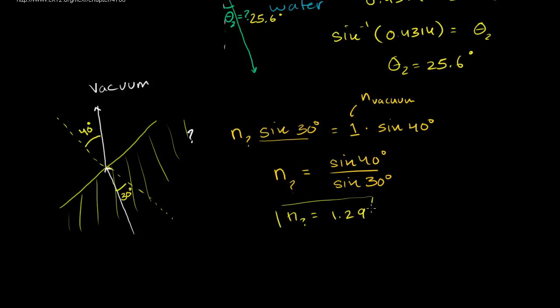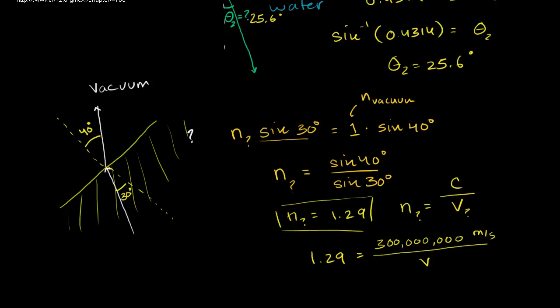So we're able to figure out the unknown refraction index. And we can actually use this to figure out the velocity of light in this material. Because remember, this unknown refraction index is equal to the velocity of light in a vacuum, which is 300 million meters per second, divided by the velocity in this material, the unknown material. So we know that 1.29 is equal to 300 million meters per second divided by the unknown velocity in this material. I'll put a question mark. And so we can multiply both sides times our unknown velocity.